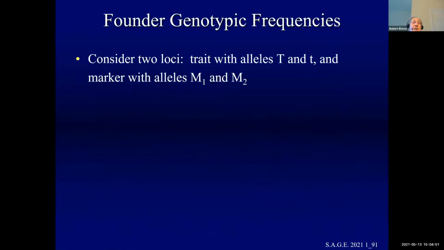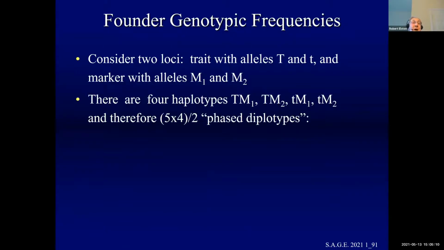So, what are the founder genotypic frequencies? Consider two loci, let's say a trait with alleles capital T and lowercase t, and a marker with alleles M1 and M2, just for simplicity. There are 4 haplotypes: TM1, TM2, the capitals, and then the lowercase tM1, the lowercase tM2. And so you have 5 by 4 phase diplotypes.